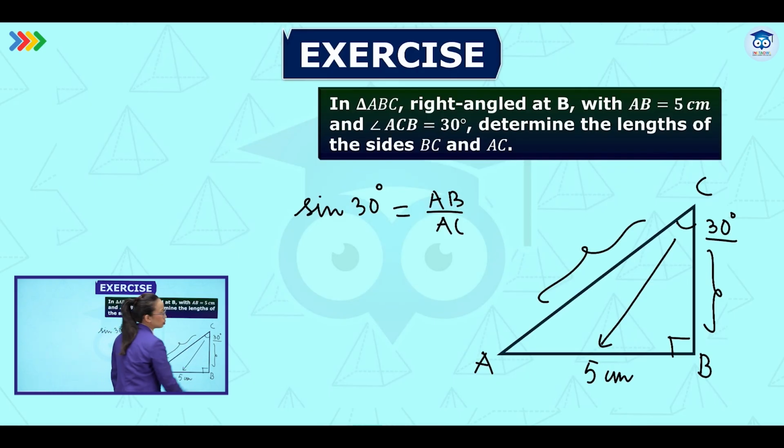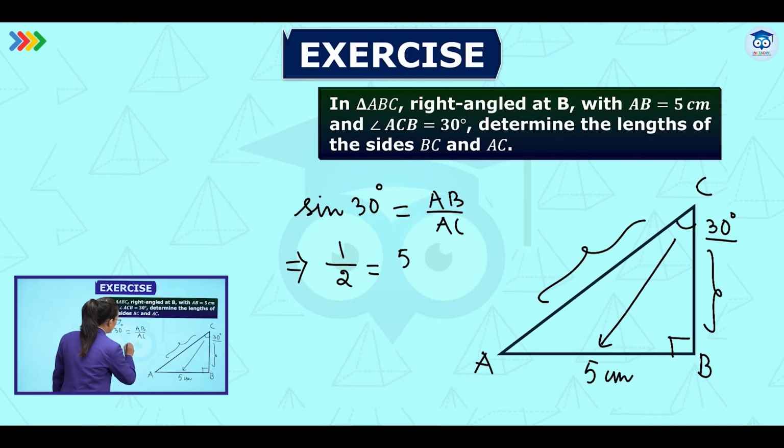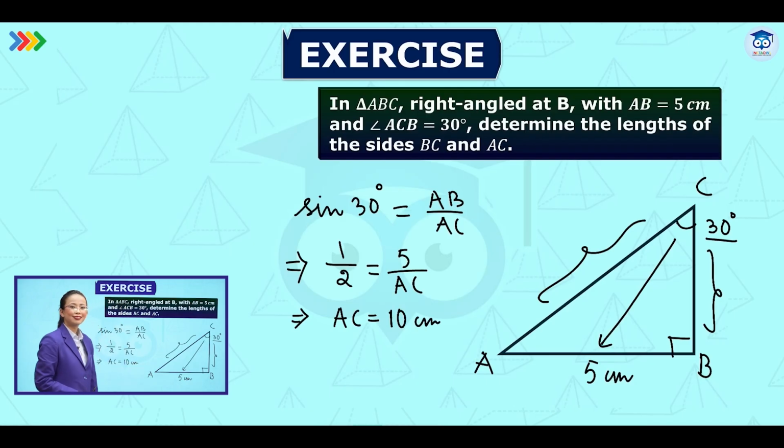You can start with this also, not an issue. You can use cosec 30 also, but sine is the first one, so we have applied that. But you can use cosec, not an issue. So we know that sine 30 is 1 upon 2, and AB value is 5. AC is unknown. So what we will do here, we'll do the cross multiplication and this becomes 10 centimeter. So AC is 10. Very easy.